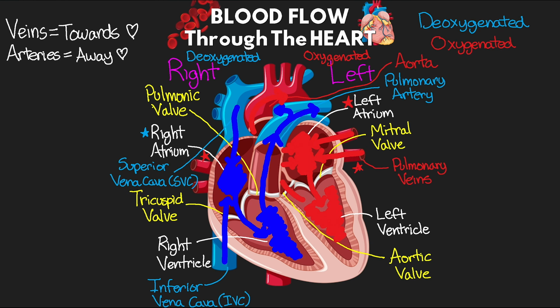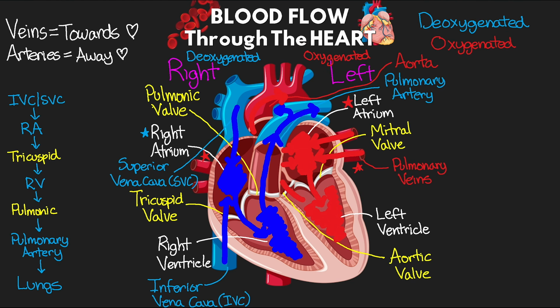So one more time, let's talk through that again. We start with the deoxygenated blood returning to the heart via the inferior vena cava and the superior vena cava. This blood empties into the right atrium. The right atrium then contracts the blood through the tricuspid valve into the right ventricle. The right ventricle then contracts, ejecting that blood through the pulmonic valve into the pulmonary artery. The blood then travels to the lungs and returns from the lungs via the pulmonary veins, which empty into the left atrium. The left atrium contracts that blood through the mitral valve into the left ventricle. The left ventricle then contracts, ejecting that blood through the aortic valve to the aorta and onto the rest of the body.